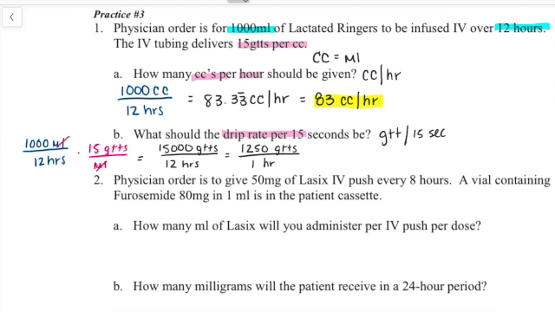Now we need to convert the hours to minutes. So 1 hour is equal to 60 minutes. So we're going to cancel out hours. So we end up with 1,250 drops over 60 minutes. 1,250 divided by 60 is 20.83 drops over 1 minute.